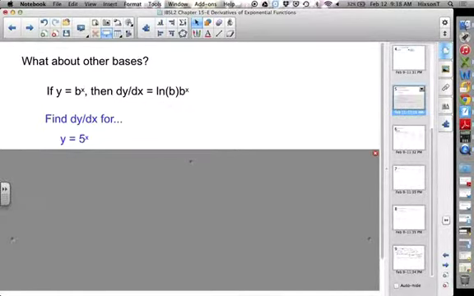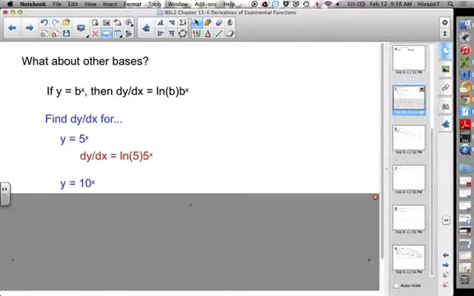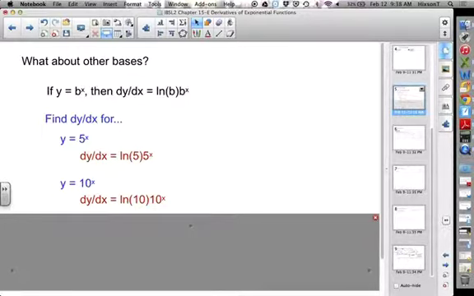What if y is 5 to the x? What would the derivative be? Good, the natural log of 5 times 5 to the x. What about 10 to the x? Yeah, natural log of 10 times 10 to the x.